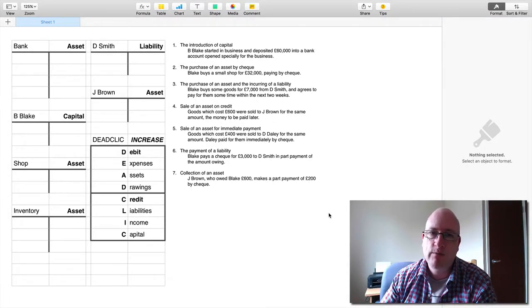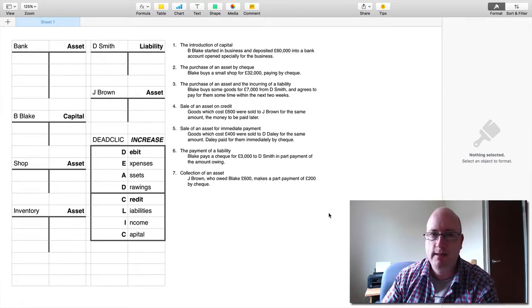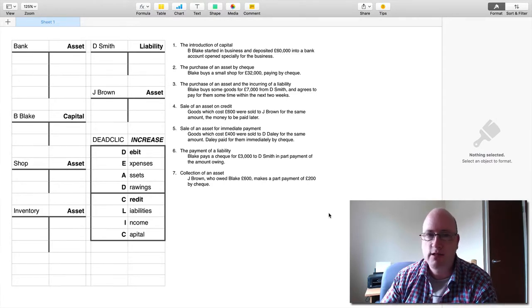Now in today's coffee break session I'm going to elaborate a bit further on DEADCLIC. DEADCLIC is my preferred method of double entry bookkeeping. In the last coffee break session, which was last week, I described DEADCLIC, what it means, how it works. So I'm not going to go too much into detail about what DEADCLIC is this week.